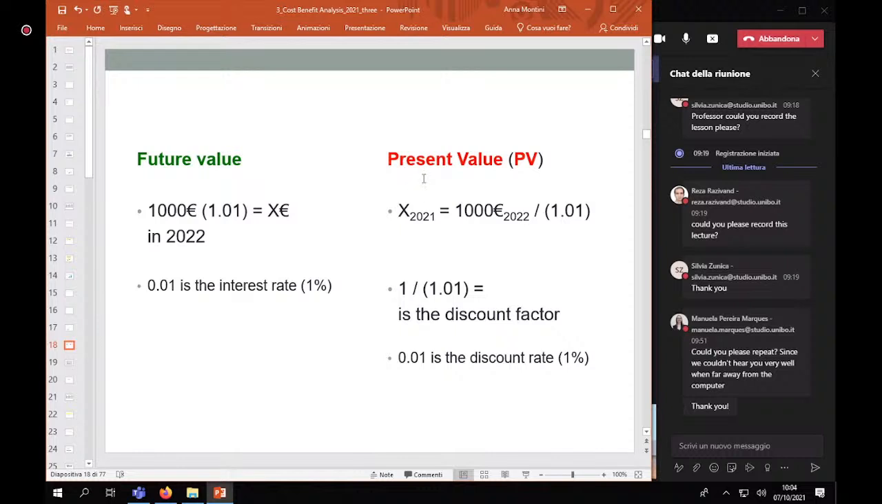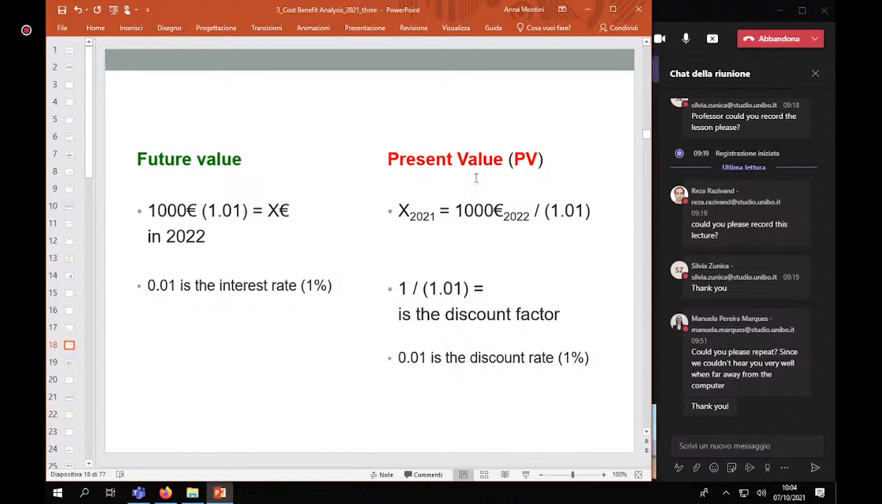If you want to calculate the present value, it means that you have an amount of money to be received in 2022. You have to divide this amount of money with 1.01, if 0.01 is the interest rate, the discount rate. And you will be able to calculate the present value. Okay?